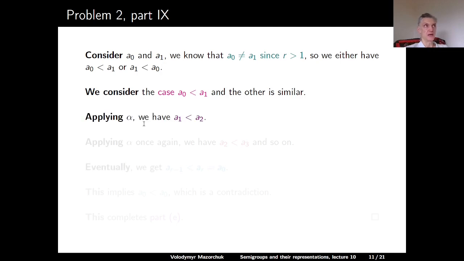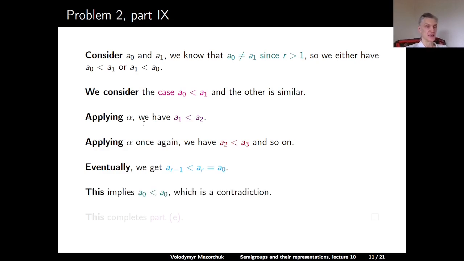Applying alpha, alpha belongs to ION, so it preserves the order. And alpha moves A_0 to A_1 and A_1 to A_2. So A_1 is smaller than A_2, because alpha preserves the order. Applying alpha once again, we get that A_2 is smaller than A_3, and so on, and we eventually get that A_{R-1} is smaller than A_R, which is A_0. But this implies that A_0 is smaller than A_0, and that's a contradiction. And this completes part E.